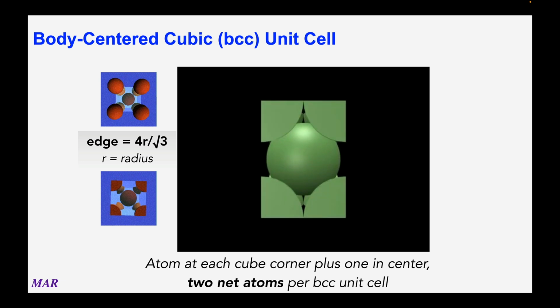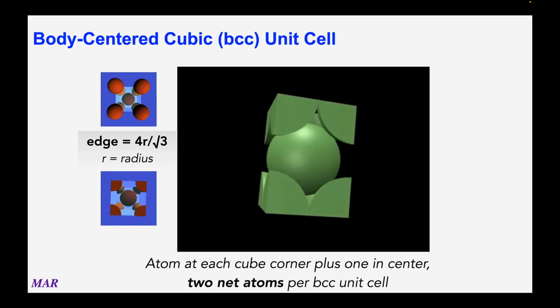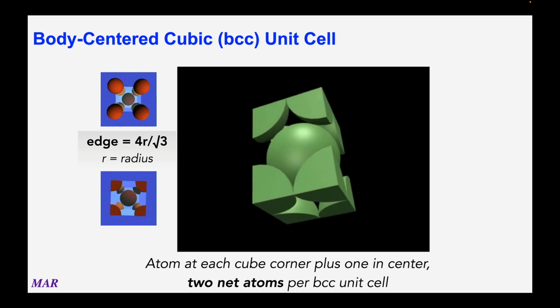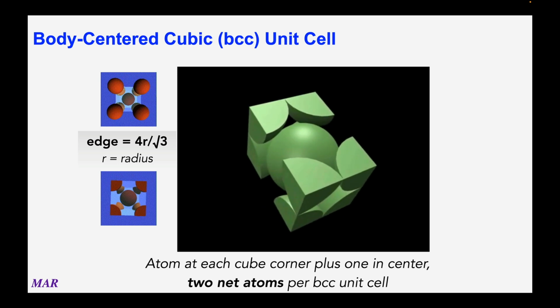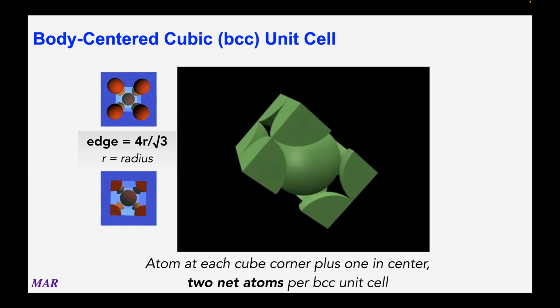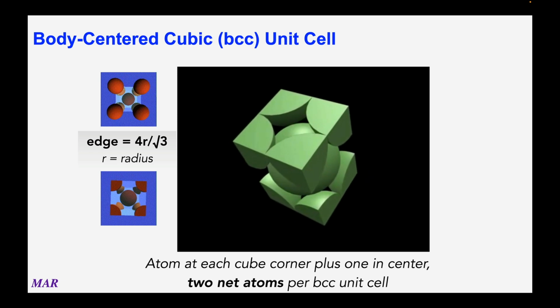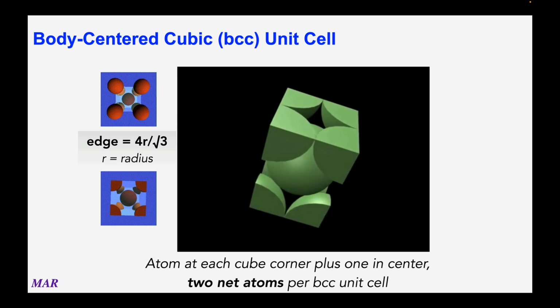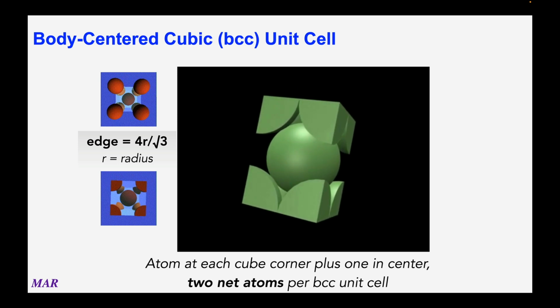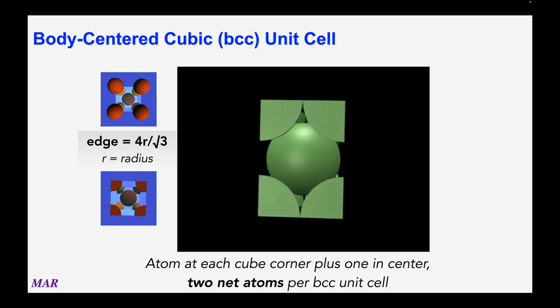I'm not going to go into the geometry of how the edge to radius ratio was figured out, but when you do the geometry, the edge of a body-centered cubic unit cell equals 4 times the radius divided by the square root of 3. You can check out the lab for more information on that. Body-centered is a little bit more common than simple cubic because you end up with 2 net atoms per cell instead of 1. It's a more efficient type of packing, and the more efficient it is, the more atoms you get in, it's better. We'll talk more about this in the solids lab.